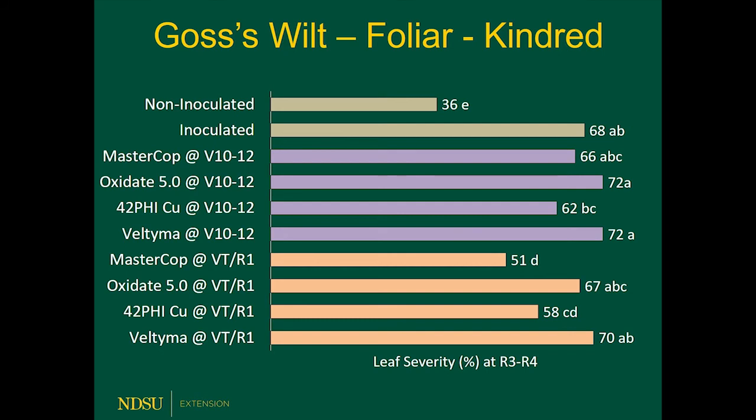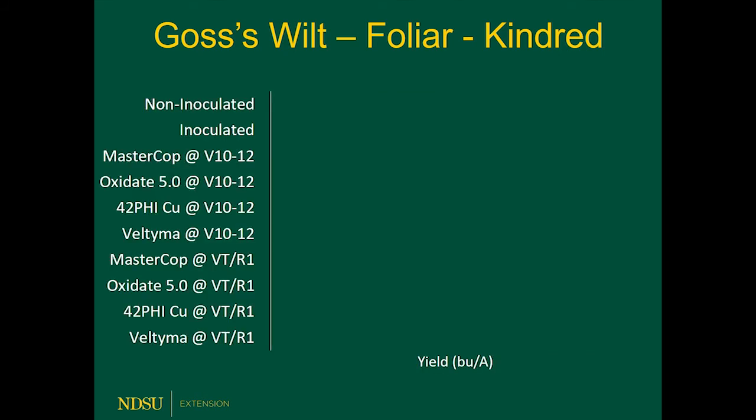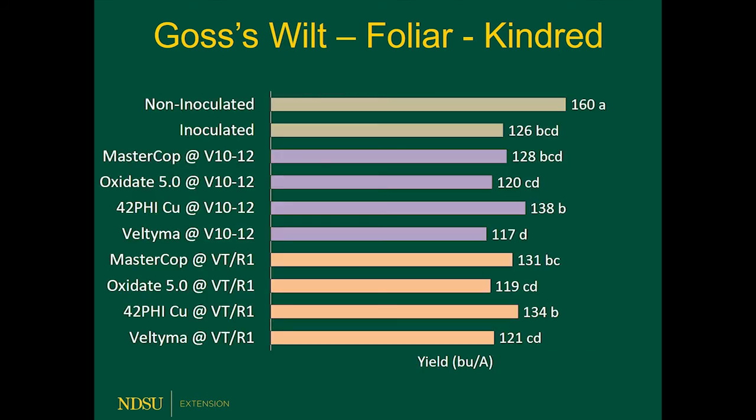And the bigger story is, what did it do for yield? Was it able to protect any yield? So using those same treatment setups, this time looking at yield, the top two bars are our two checks. The highest yielding treatment in this specific trial was the non-inoculated at 160 bushels, and none of the treatments were able to get up to that level. So nothing we sprayed out there was able to completely prevent the yield loss imposed by Goss's wilt. But if we compare it to the inoculated check, you'll notice that some of these treatments seem to have a yield trend response.